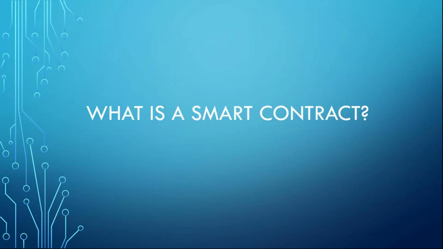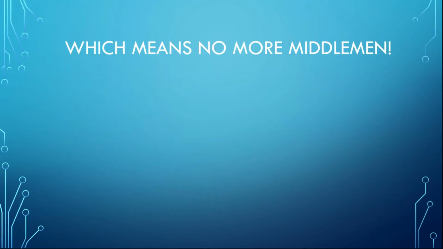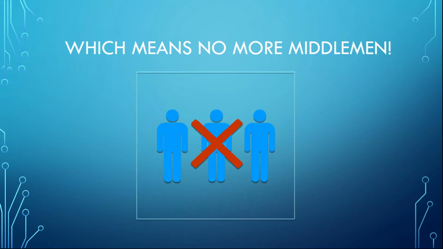Hey there guys, today I'm going to be going through what a smart contract is. So, smart contracts are built on top of a blockchain, and because of this, they're decentralized and distributed, meaning there's no one party that controls them, which also means no more middlemen.